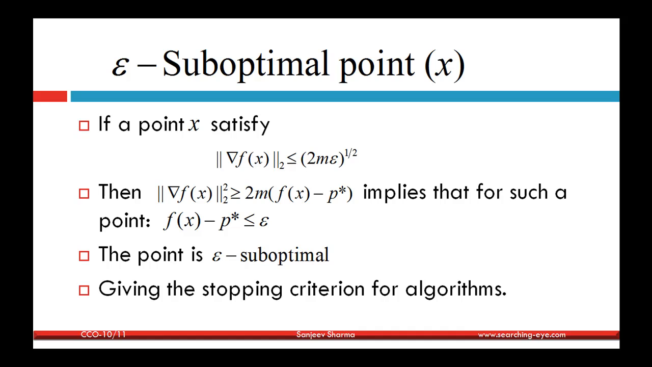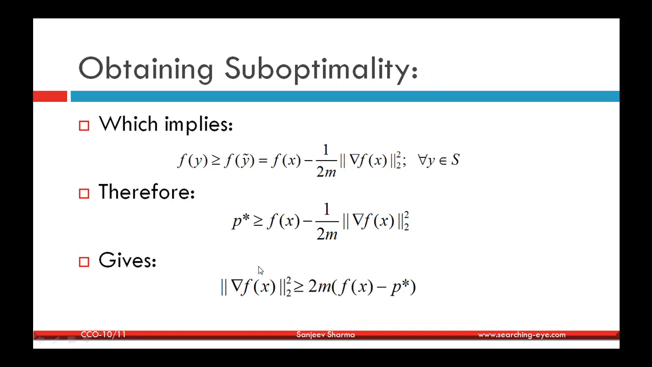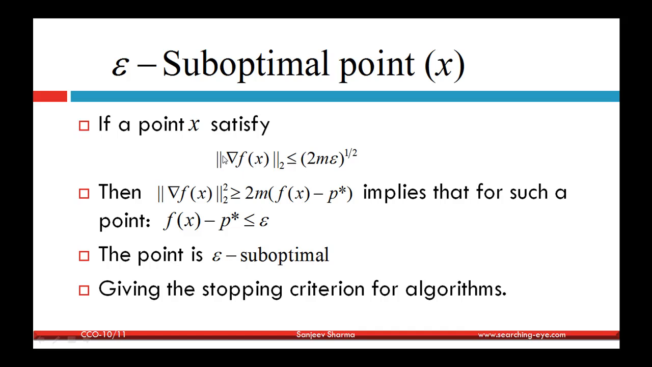So to stop this algorithm, we need the basic condition that f(x) minus p star should be less than or equal to epsilon, and we have that norm of del f(x) squared is greater than or equal to 2m times (f(x) minus p star). So if norm of del f(x) is less than or equal to (2m epsilon) to the power half, then it implies that f(x) minus p star is less than or equal to epsilon, which implies that x is an epsilon suboptimal point, which is the desired solution.